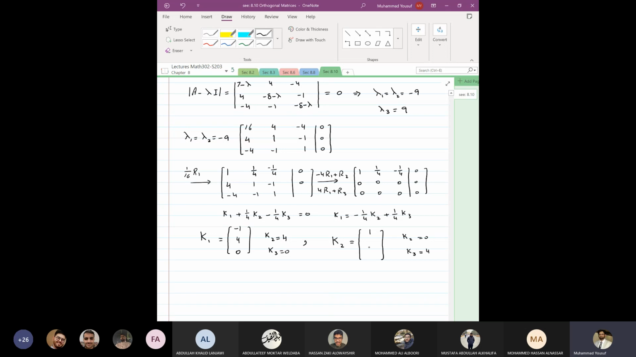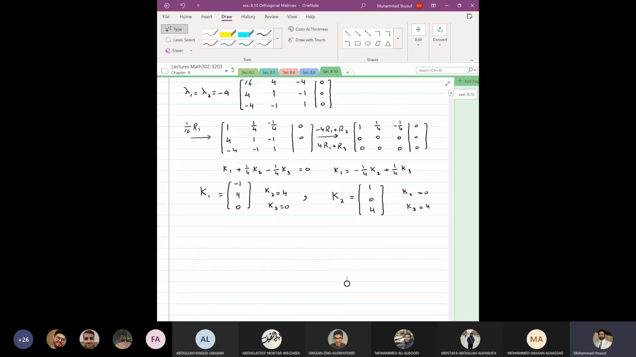And in that case, it is 1 and it is 0 and this is 4. Now, let me ask you, can you get the K1 eigenvector from the K2 eigenvector? No. So they are linearly independent.